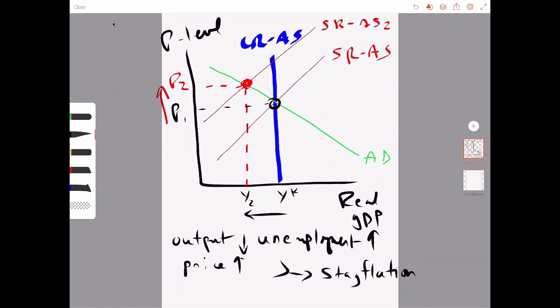Now, of course, this presumes that there's only one change in the economy at a time. As we saw a couple slides ago, it could be that aggregate demand falls as well. And if aggregate demand falls, then that would put us here, or could put us here. So maybe prices don't rise, but output falls and unemployment rises a lot more than we expected. So that's pretty bad too.